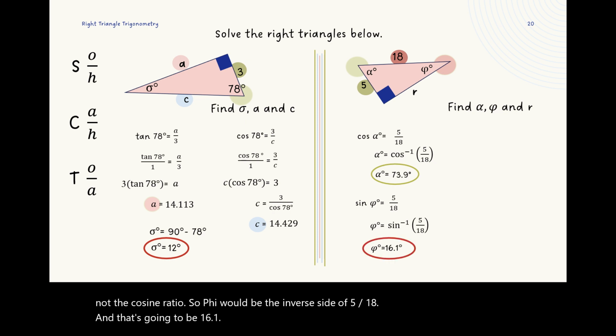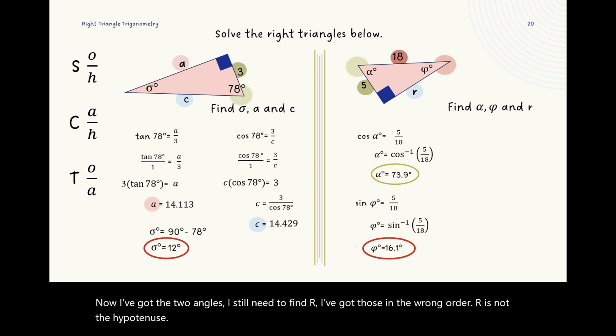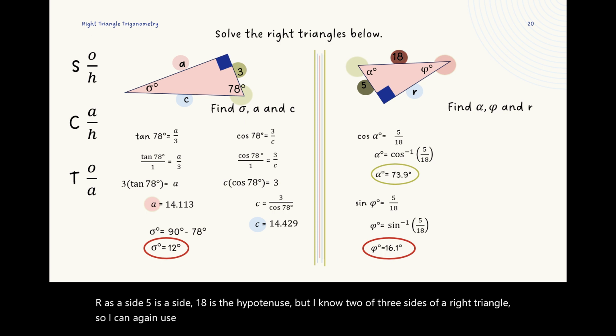Now, I've got the two angles. I still need to find R. I've got those in the wrong order. R is not the hypotenuse. R is a side, 5 is a side, 18 is the hypotenuse, but I know 2 of 3 sides of a right triangle. So I can again use Pythagoras' theorem.